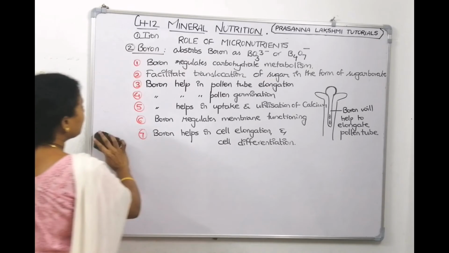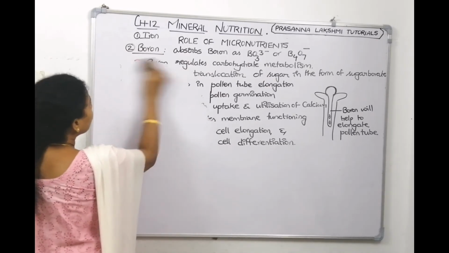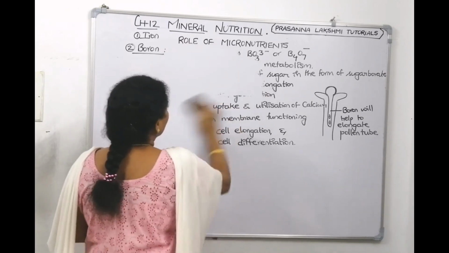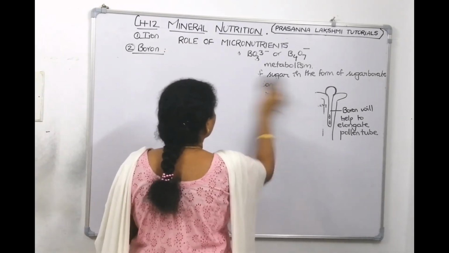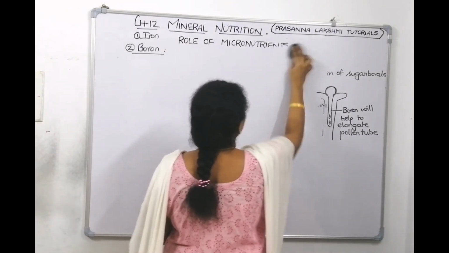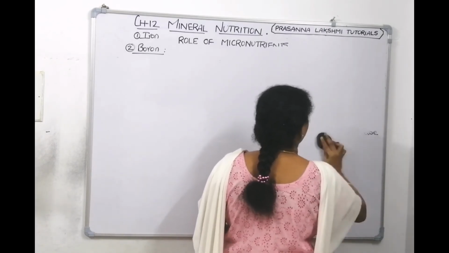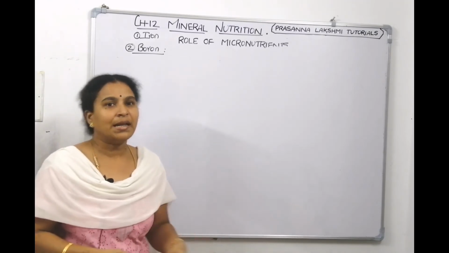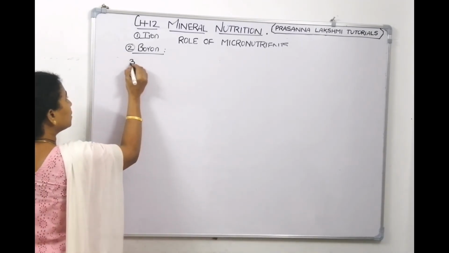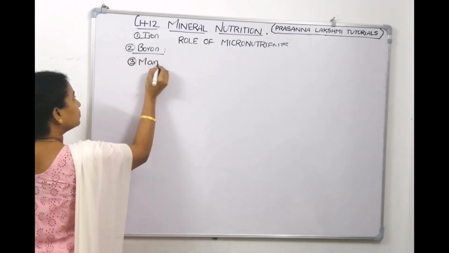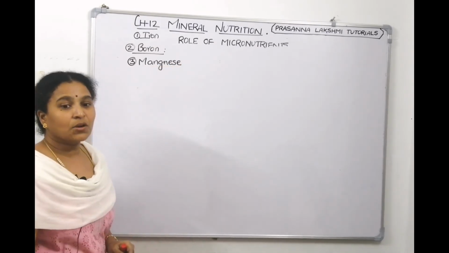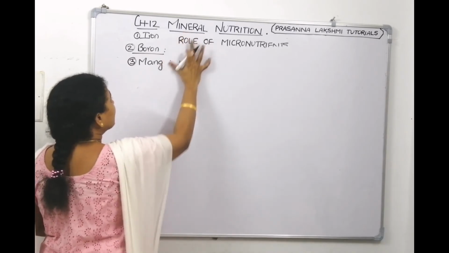Right? Now let's go and discuss the third element which comes under micronutrients. We are going with the order called IBM square. I, iron, B, boron, M square, manganese and molybdenum will come. We will discuss manganese in this session, molybdenum in the next session. Now let's come to the third one. So what is it called? It is called manganese.